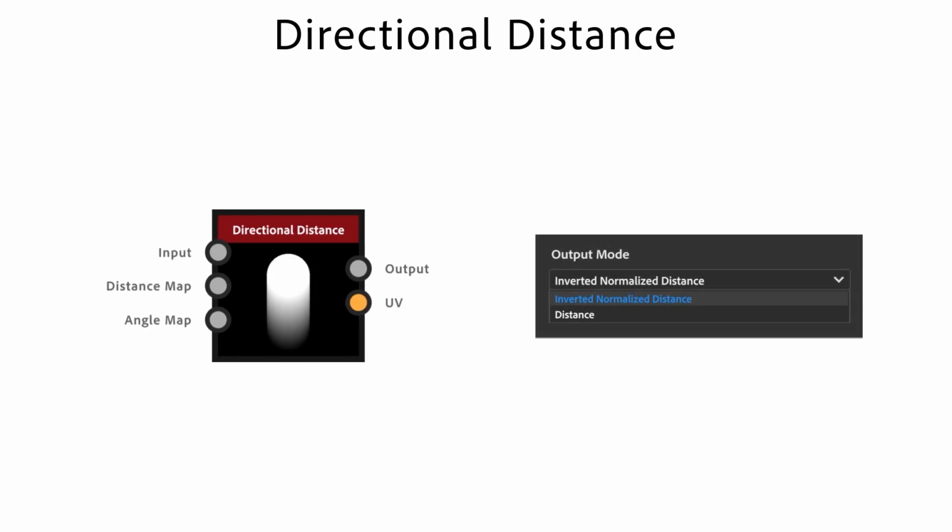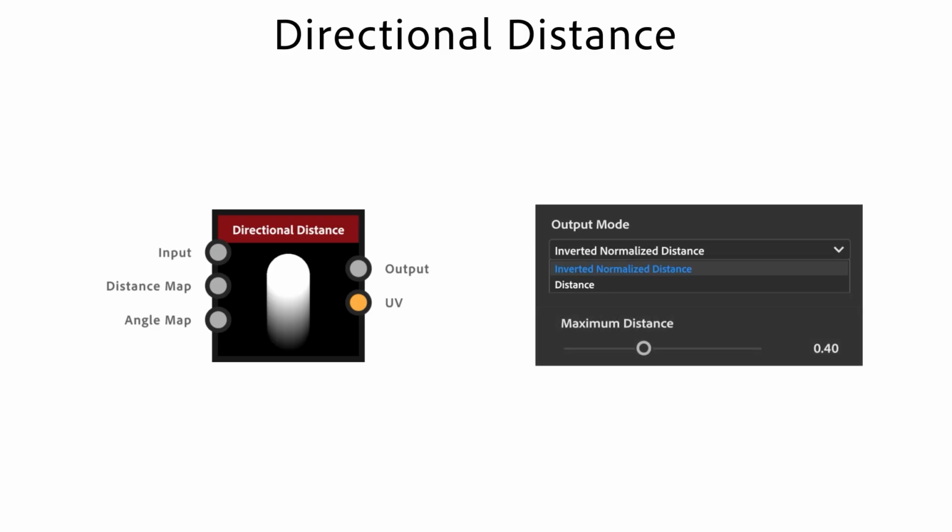The output mode sets how the distance gradient is drawn. While inverted normalized distance draws a gradient from 1 to 0 multiplied by the distance map, distance draws a gradient of raw distance values that are not within 0 to 1.